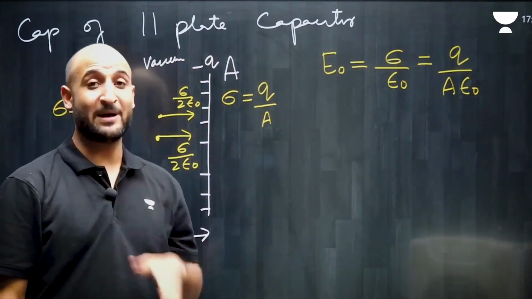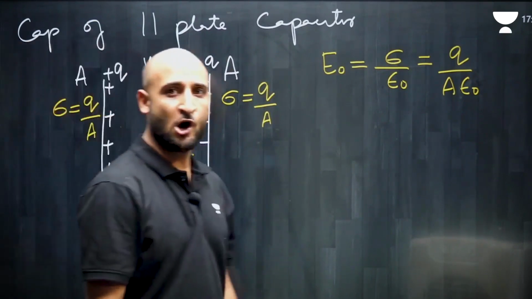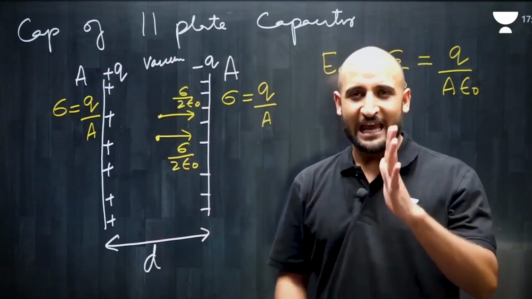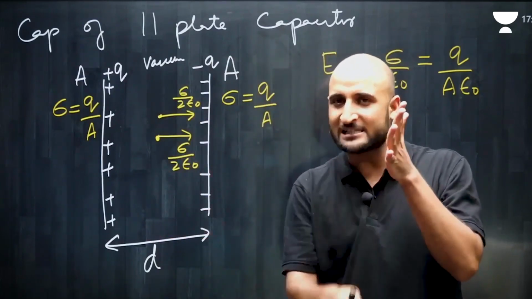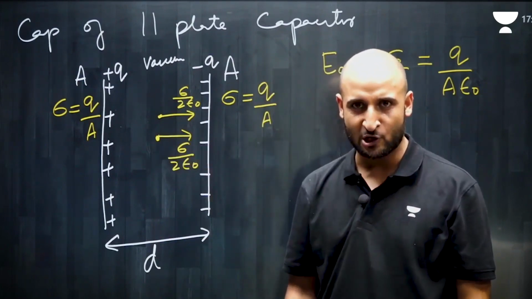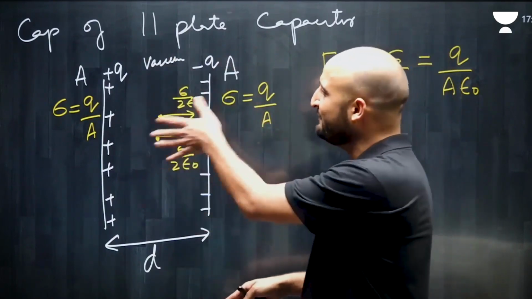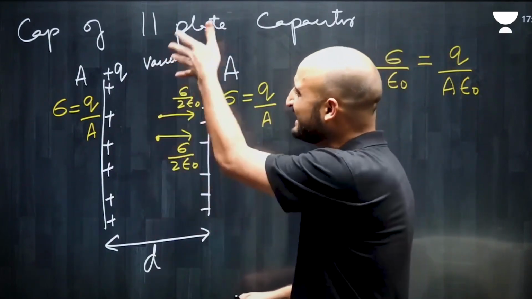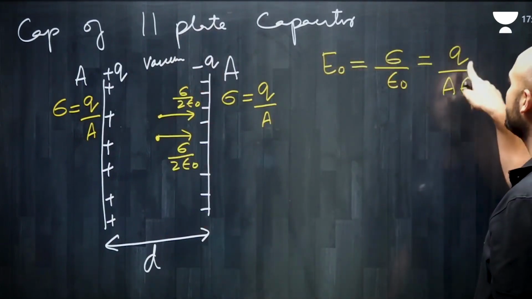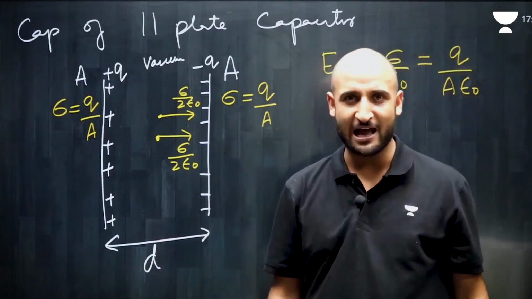Since I have considered the plates to be infinitely long, the field at every point will be the same, because when you have an infinitely long surface, the field at every point is constant, and that is sigma by 2 epsilon naught. So the field inside the plates of the capacitor everywhere is the same. That means the field inside the capacitor is uniform, and the value is sigma by epsilon naught, or Q divided by A epsilon naught. Now coming back to my actual task.